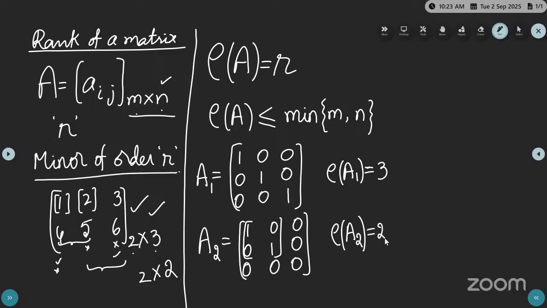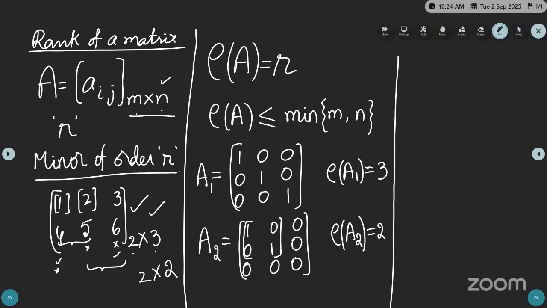All minors of order 3 are zeros. There exists only one non-zero minor of order 2. That's enough. You may have 2 or 3 or 4 or 5, whatever it may be. But we have at least one non-zero minor of order 2. So the rank of it is 2.